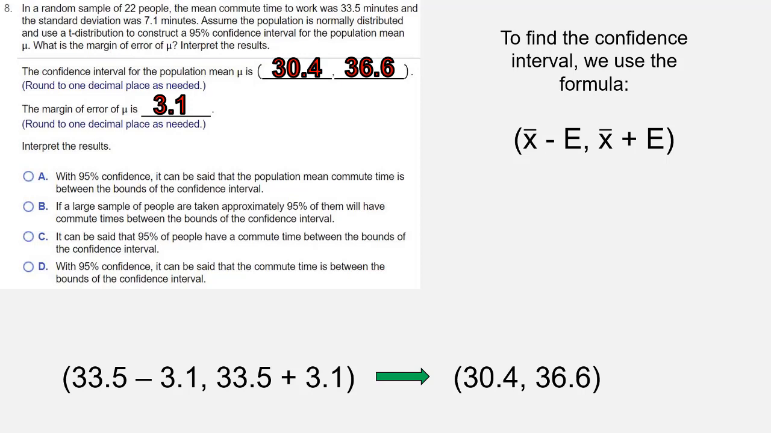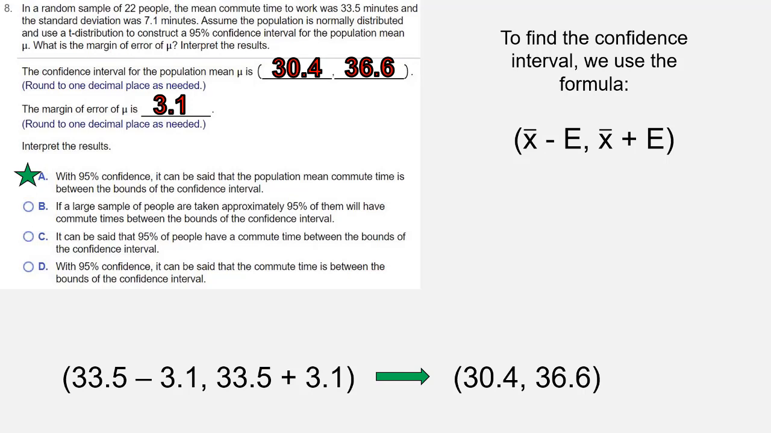So now we're supposed to interpret the results. We found a confidence interval. When we find a confidence interval, what the level of confidence is, it's how certain we are that the actual population value in the situation would fall within the interval that we found. So here the correct answer is A. With 95% confidence, it can be said that the population mean commute time is between the bounds of the confidence interval. It doesn't mean any of the other things.